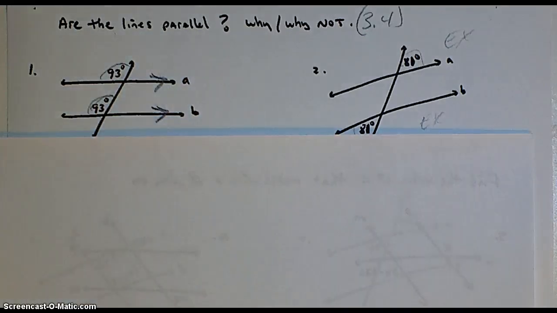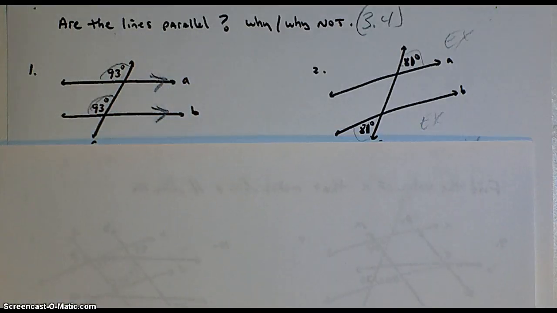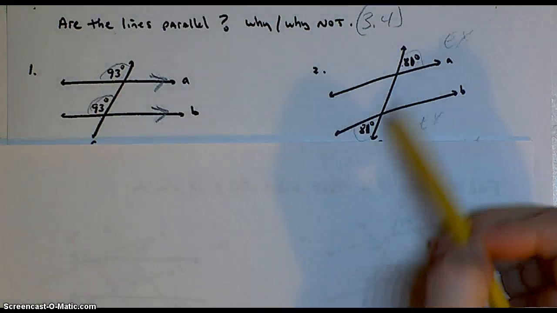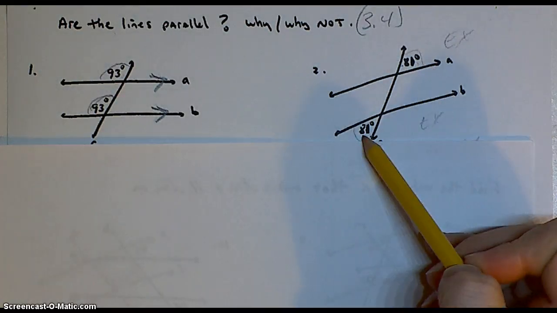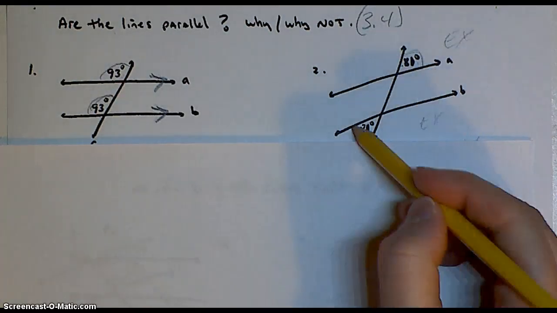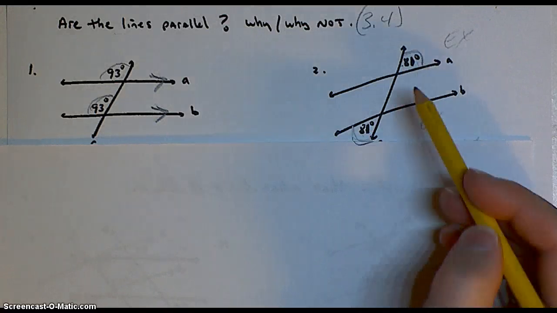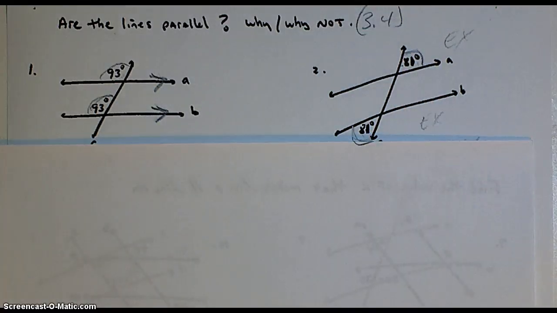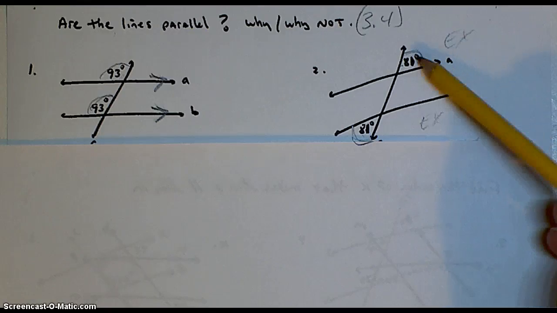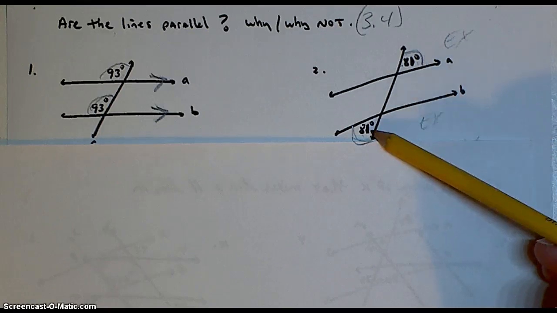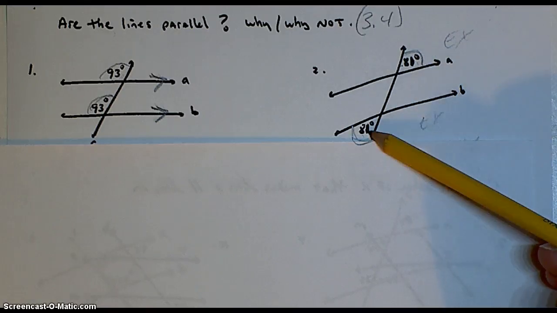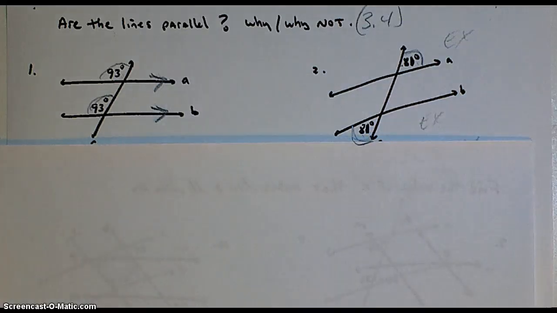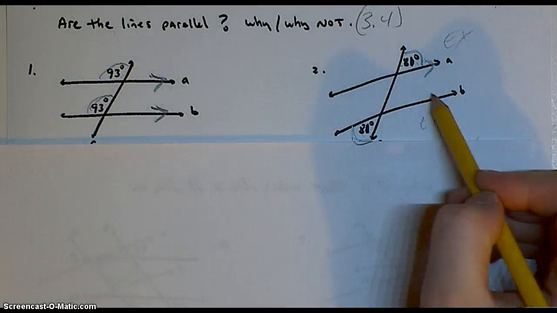A similar idea comes into play for number 2. So I notice these are both 81 degrees. That means they're the same, so I could put my little tick or arc marks. And then I say, well, what types of angles are those? They're both on the exterior, but they're on alternating sides of the transversal, so they're alternating exterior angles. So if alternate exterior angles are congruent, then that means the lines are indeed parallel.